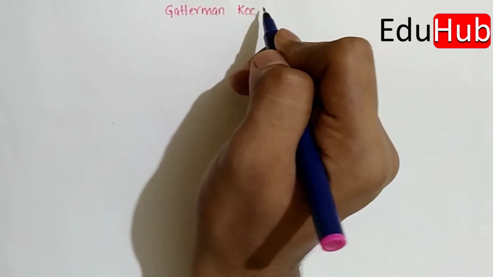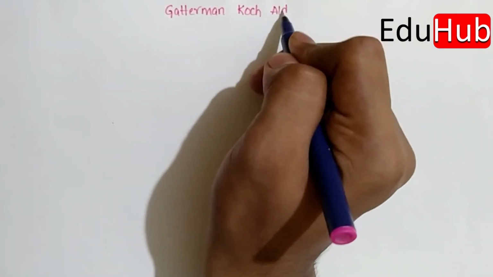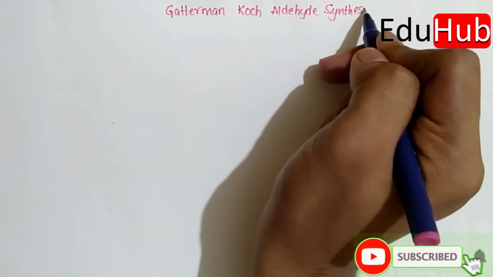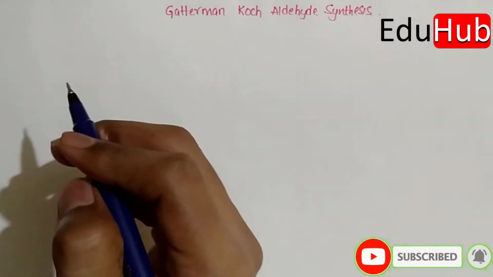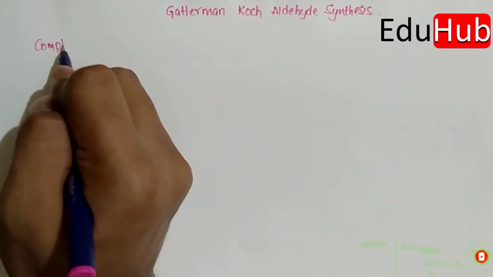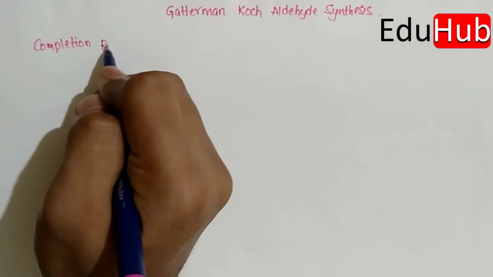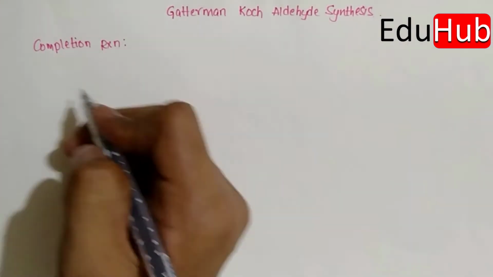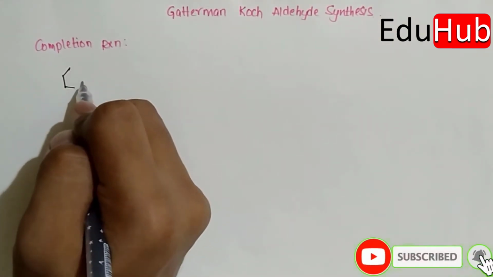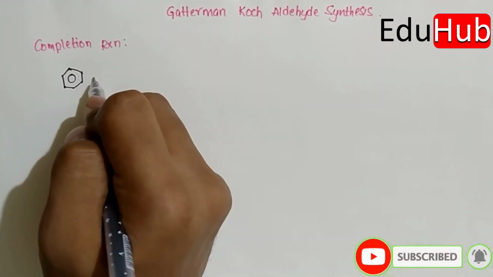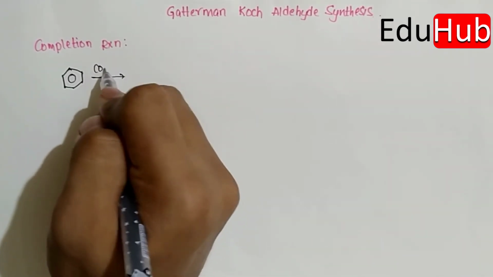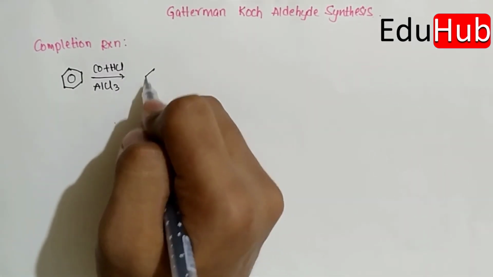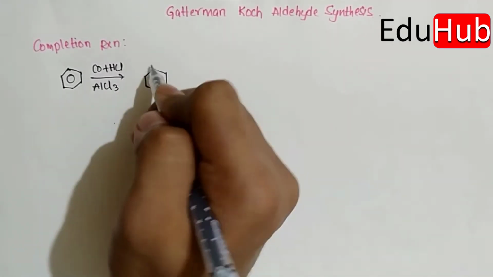Gatterman-Koch aldehyde synthesis. First, let us write the complete reaction of Gatterman-Koch aldehyde synthesis. Complete reaction is benzene with CO, HCl and AlCl3 will give benzaldehyde.